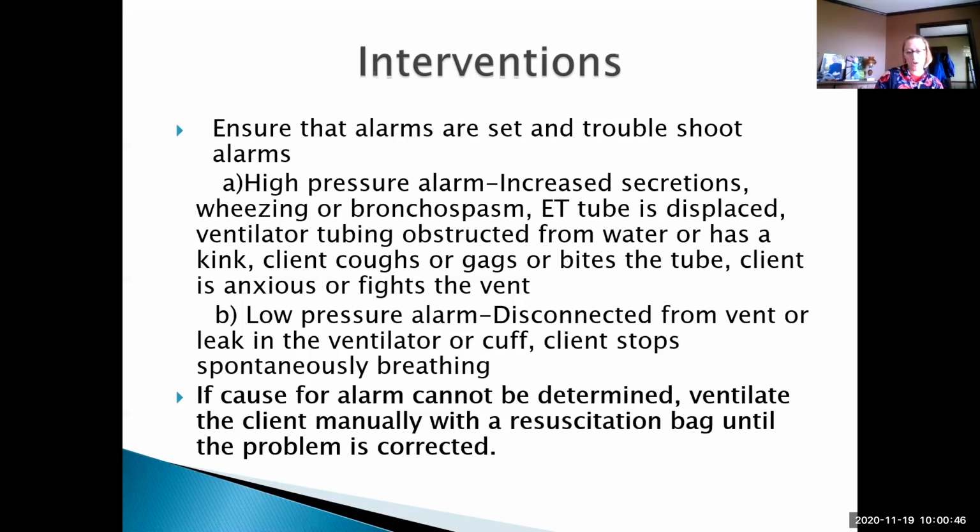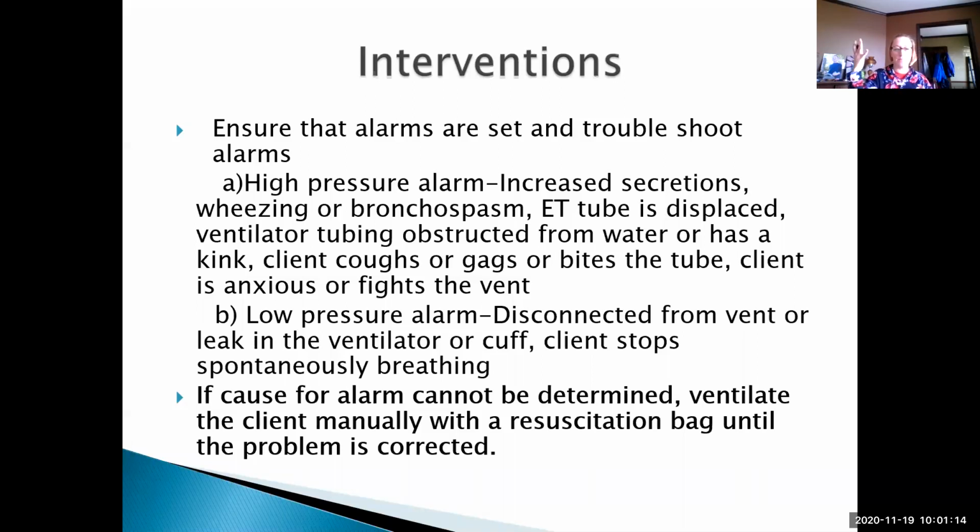Our low pressure alarms occur more if they've become disconnected from the vent, or if there's a leak in the cuff. I've seen patients cough so hard and fight the vent so much that they've blown the cuff, and in that case they also need a new ET tube. It could also be that they stop spontaneously breathing, if they're on one of those vent settings that allows them to do more work. That would be a low pressure alarm.